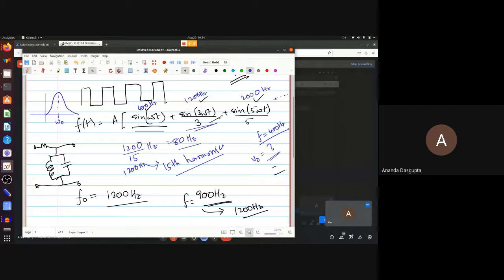Okay? And what will the frequency of the output be? That's obvious. It's going to be this 1200 Hertz because that's the only one which you're seeing. You're suppressing the others. Is that okay with everybody? Please let me know if this is not intelligible.